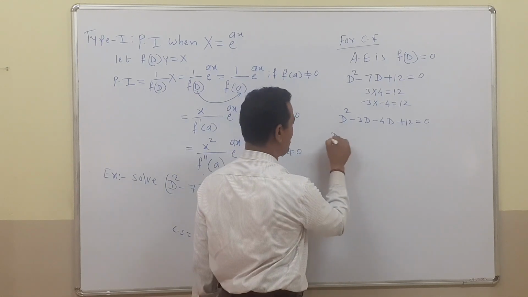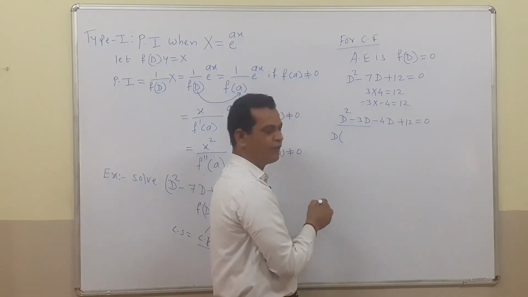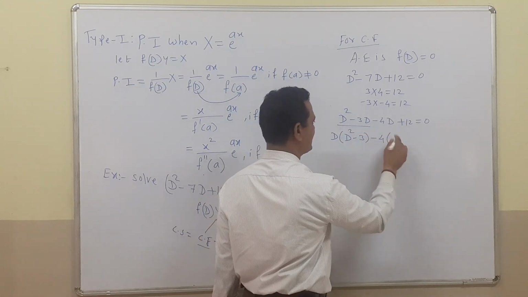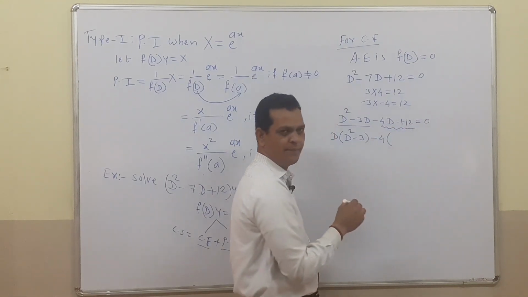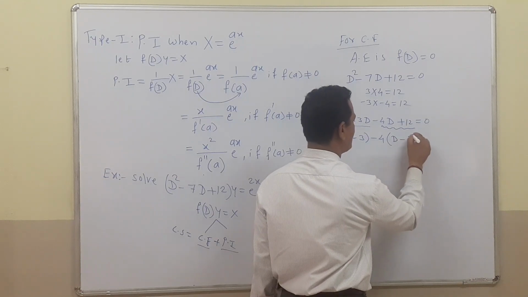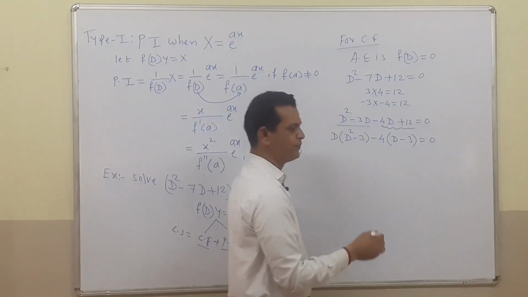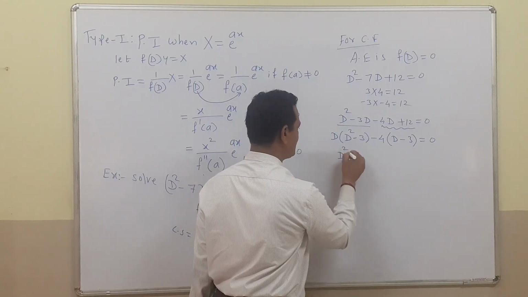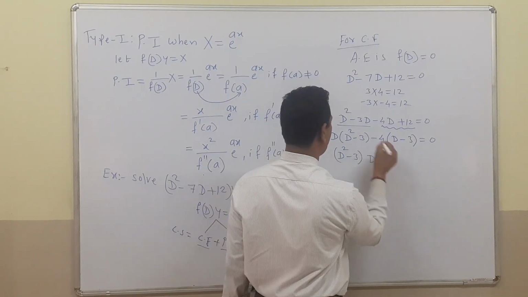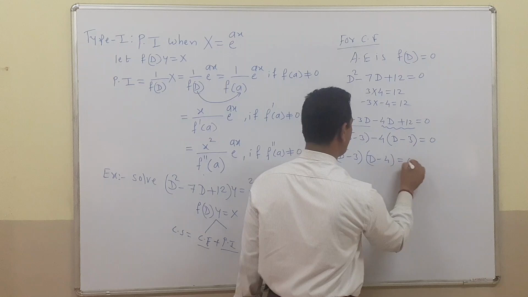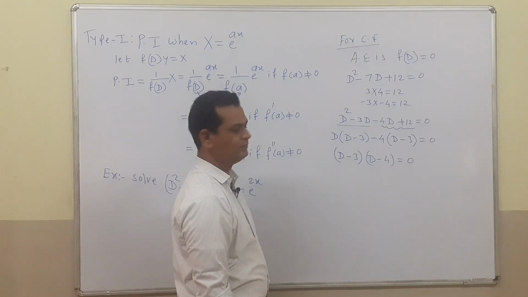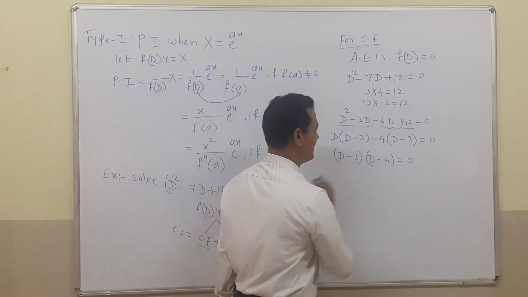So if we take the term d common from the first two terms, then we get d into d minus 3. Again if we take minus 4 common from these two terms, then we get d minus 3, since 3 4s are 12. So we may write this as d minus 3 into d minus 4 equal to 0.